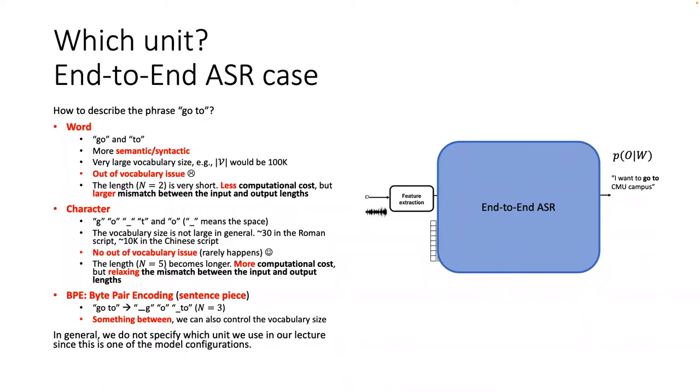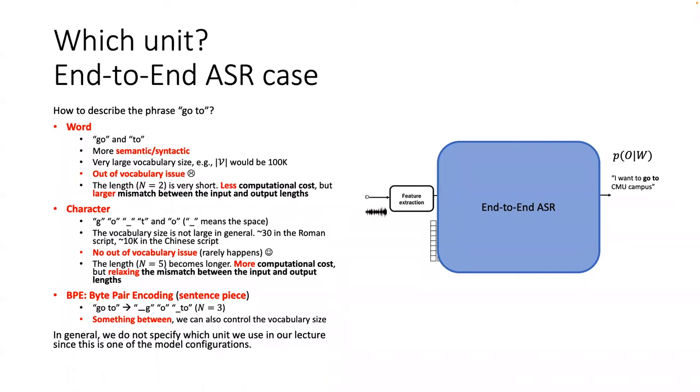Okay. So, if we compare the internal language model of these three models, would the word-based model have a more semantic language model? Yes, definitely. Actually, the word-based has more benefit in terms of getting the longer context and so on. And actually, performance-wise, word is usually better, except for the out of vocabulary case.